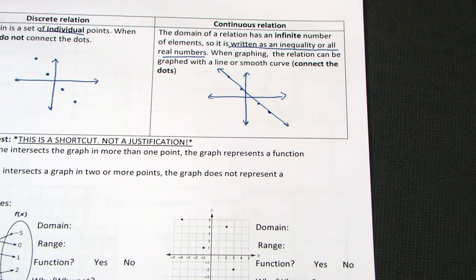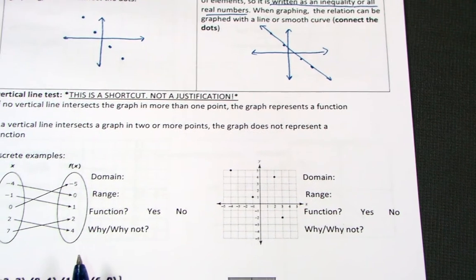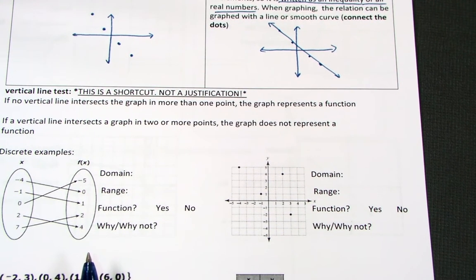Now, when we are graphing, we can use a vertical line test to help us determine, is this a function or not? But the vertical line test ultimately is only a shortcut. It is never a justification. So when you are looking at a graph, whether it be continuous or discrete, you can use the vertical line test to say, yes, quickly, it is a function, or it's not a function. But you may not use the vertical line test when we have to say why or why not. You can't say it passes the vertical line test or it fails the vertical line test.